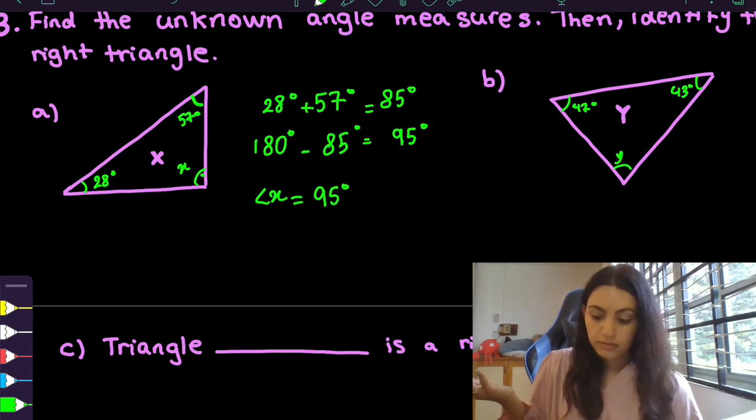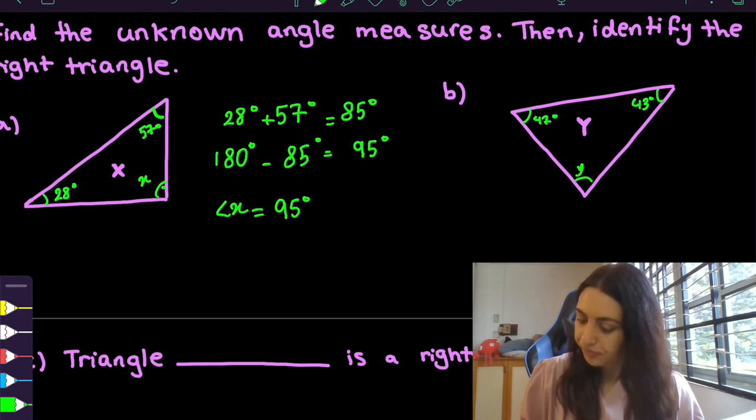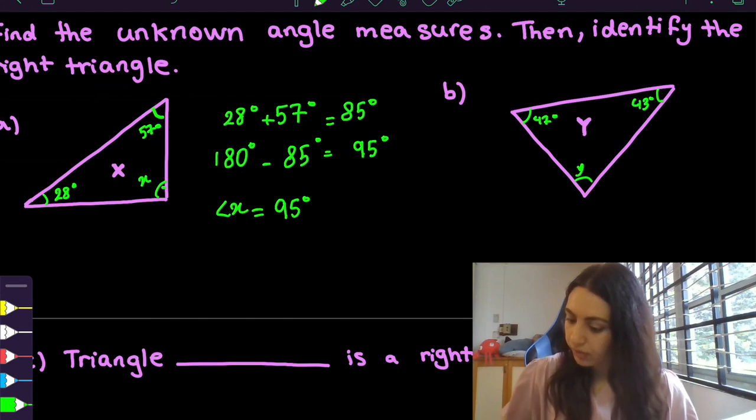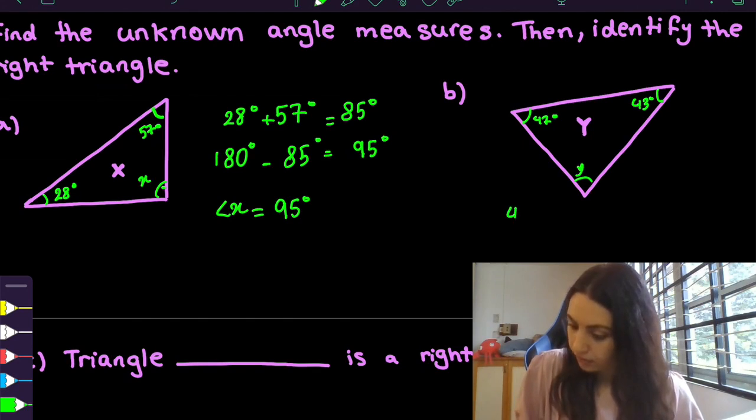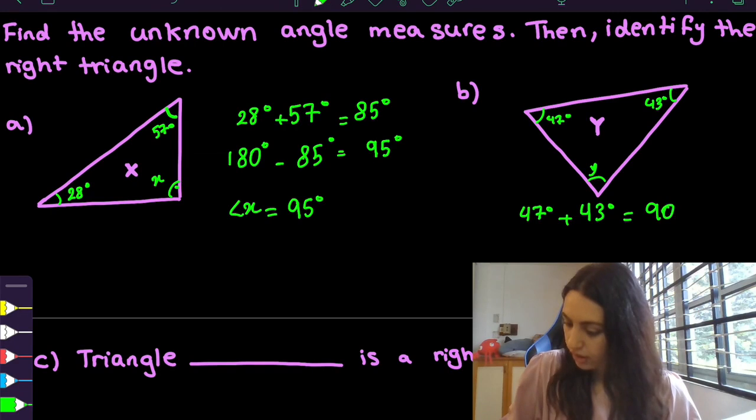Okay, then this triangle does not have any right angle. That means triangle X is not a right triangle. Okay? So now we're going to do triangle Y. 47 degrees plus 43 degrees. 47 plus 43 equals 90 degrees.